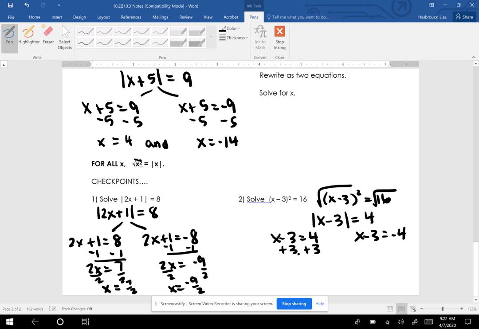Add 3 to each side. X equals 7. Add 3 to each side. And x equals negative 1. And that's it.